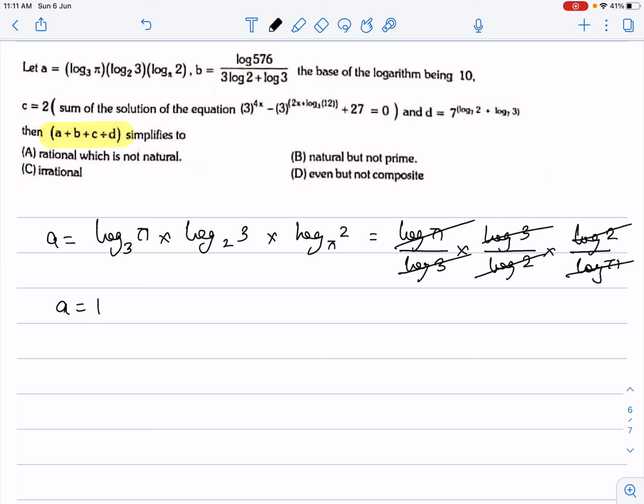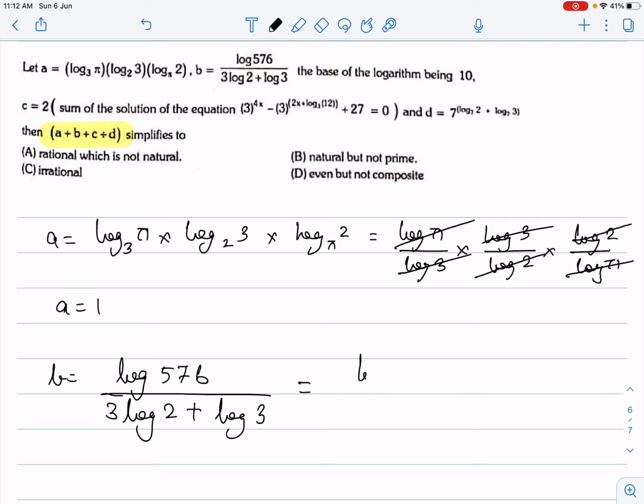Now let's proceed further and see what is the value of b given to you. So b is equal to log of 576 divided by 3 log 2 plus log 3 is given to you. So guys, let's see how 576 can be written by me. I could write it as 3 to the power 2 multiplied by 2 to the power 6, or 2 to the power 6 multiplied by 3 to the power 2, whole divided by 3 log 2 plus log 3.